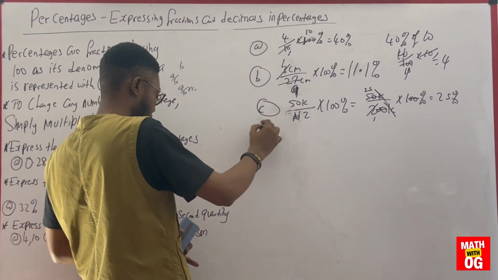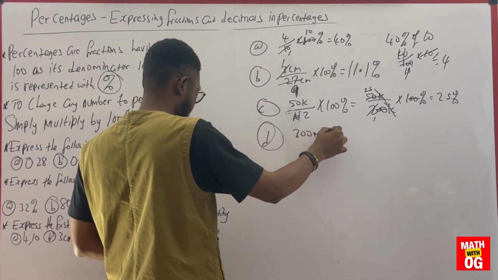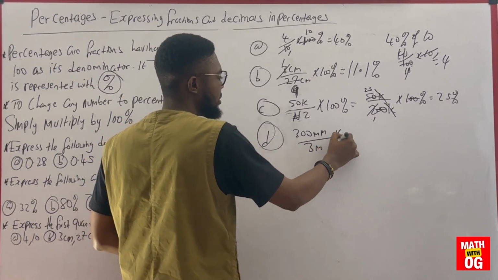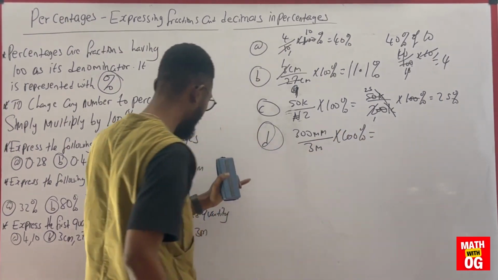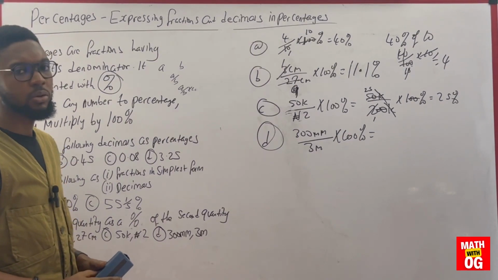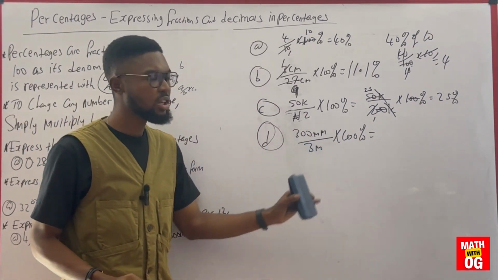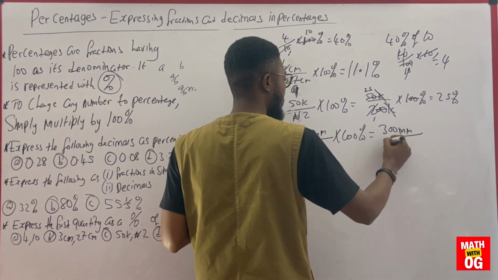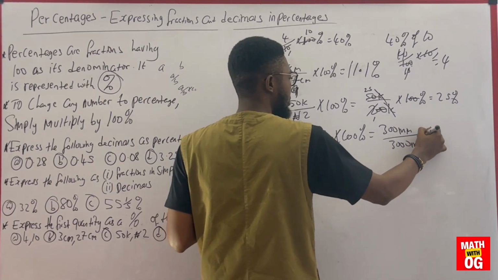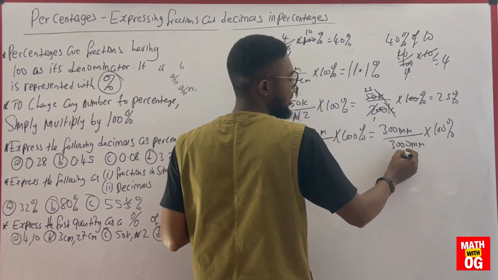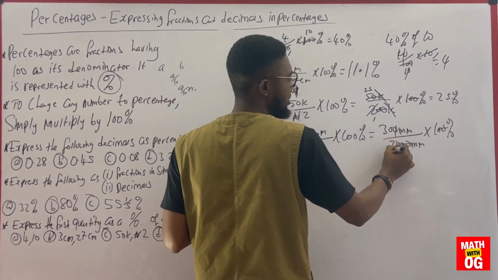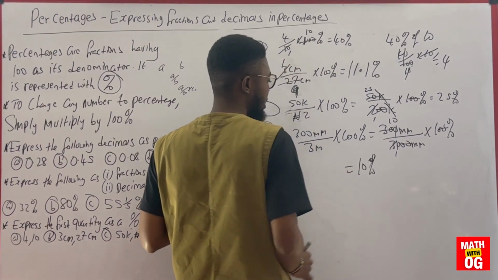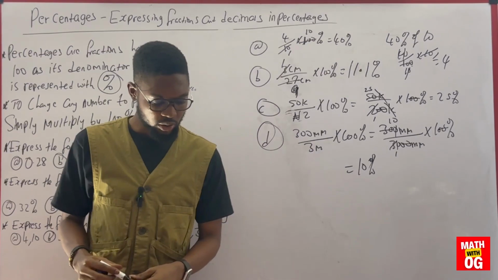Last question, D. You have 300 millimeters over 3 meters multiplying 100%. So express 300 millimeters as a percentage of 3 meters. Millimeters and meters. So let's change the meters here to millimeters. You simply multiply by 1000. 300 mm over 3000 mm multiplying 100%. Two zeros, 1 0 1 0, 3 here 1, 3 here 10. So this will give us 10%. So that's the answer to the question.